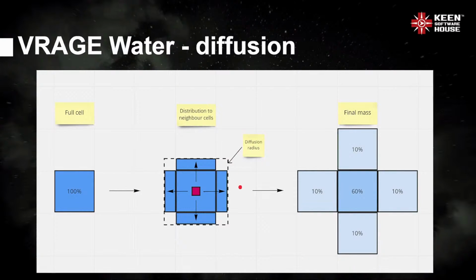Here I tried to draw how it works. So in the first part of the picture, you see a full cell of water. Then diffusion goes into the part. Water is being split into same parts, up, down, left, right. And finally, after diffusion, it's being distributed evenly to the neighbors. So this is the basic behavior of our water. We can say it's probably fluid behavior, but we are using it for water.